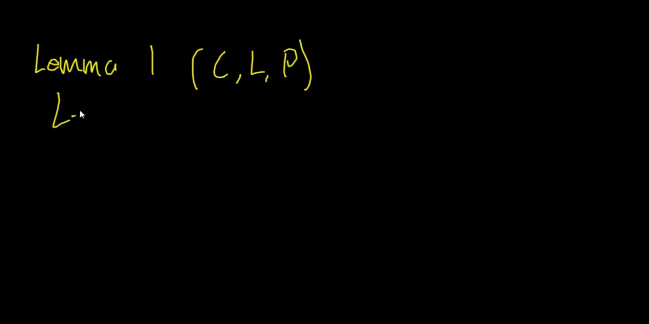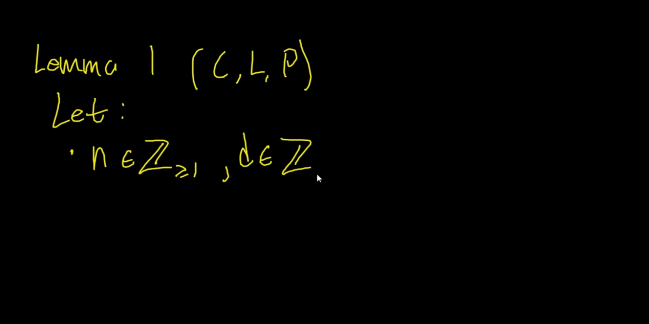So here's lemma 1. Lemma 1 of Croot, Lev, and Pach. So lemma 1 says, let the following conditions hold. Let n be an element of the integers greater than or equal to 1. Let d be an element of the set of integers that are greater than or equal to 0.